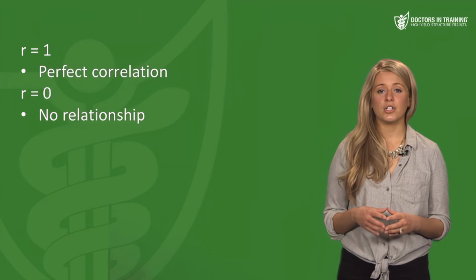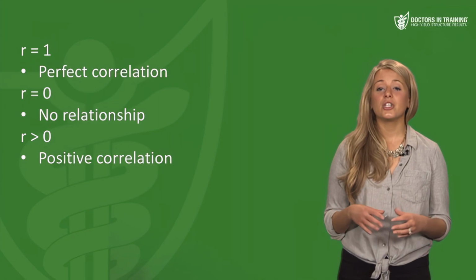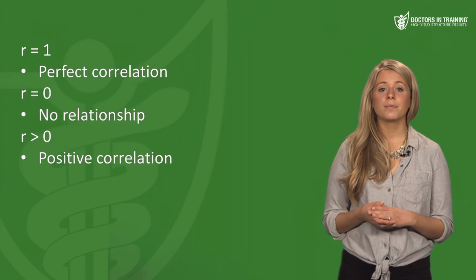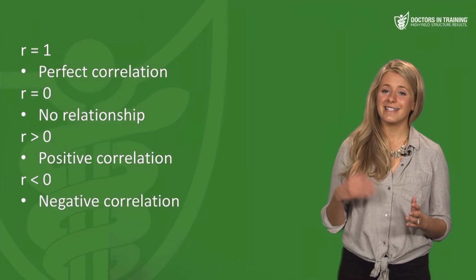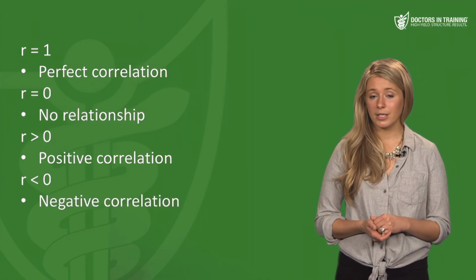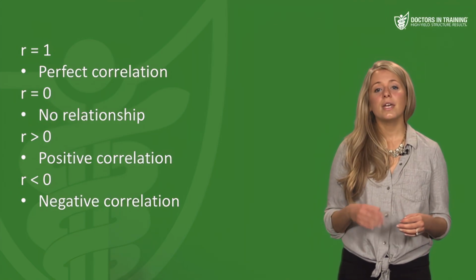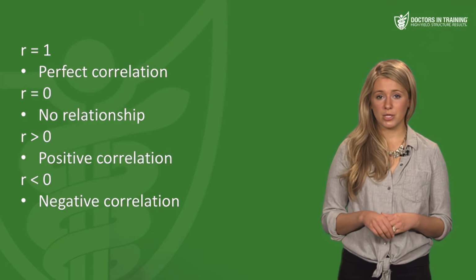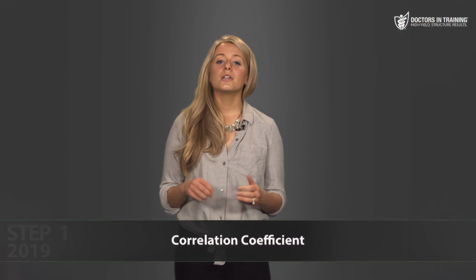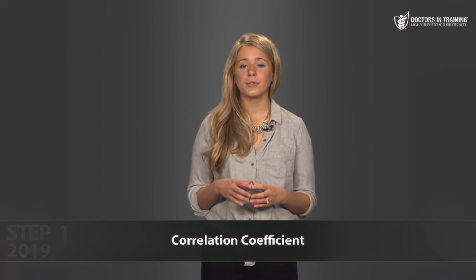If the correlation coefficient is greater than 0, that is, a positive number, then the relationship is a positive correlation. If the correlation coefficient is less than 0, or a negative number, then the relationship is a negative correlation. And again, if the correlation coefficient is 0, then there is no correlation at all between the two variables. So the correlation coefficient, or r, describes the strength and direction of relationship between two variables.